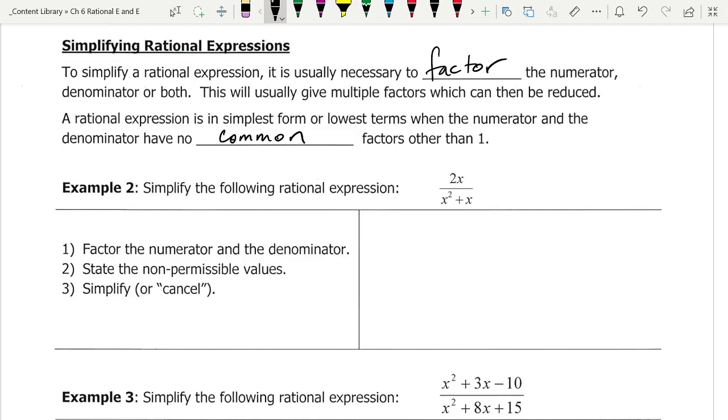simplify the following rational expression. So number 1, factor the numerator and denominator. Well, the numerator is kind of already factored. It's 2 times x. But the denominator I can factor out an x, leaving me x plus 1.